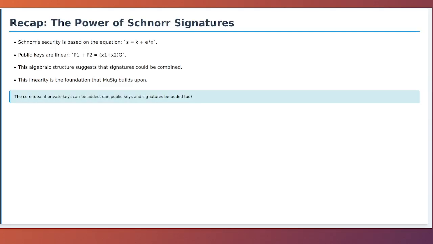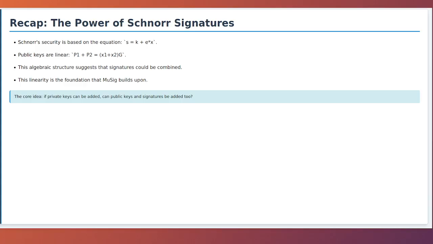Recap. The power of Schnorr signatures. Before we can understand MuSig, we must recall the magic of Schnorr signatures themselves. The key property that makes MuSig possible is linearity. As we have learned, the Schnorr signature equation, S = K + E * X, is a simple linear equation. This means that if you have 2 signers, you can add their public keys to get a new valid public key, and you can add their signatures together to get a valid signature for that combined key.